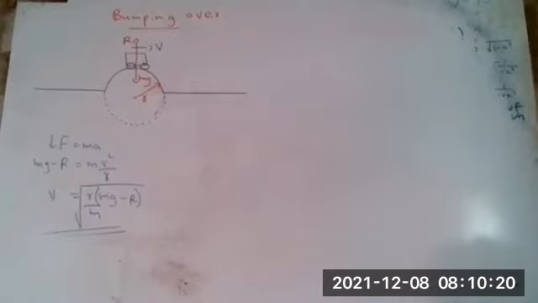Now, if by any chance we cut the string or thread or wire of a system having a ball or an object attached at the end of the wire and whirling in a vertical circle, the object will try to go in a projectile path. Then we can denote it like this, right?